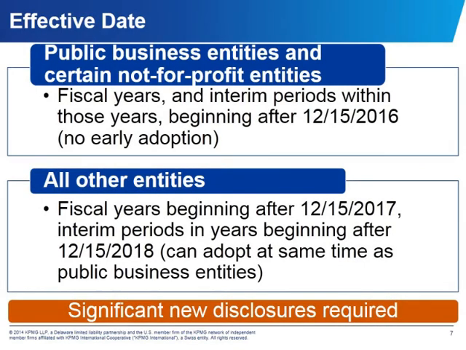So Haley, when will the new guidance be effective? Well, the effective date for public business entities and certain not-for-profits is interim periods and years beginning after December 15th, 2016. So for a calendar year-end company, that is going to be effective starting on January 1st, 2017. For all other entities, they have a one-year deferral on that. Early adoption is not allowed for any company that's required to use the public business entity effective date, but the other entities are allowed to adopt at the earlier 2017 effective date.